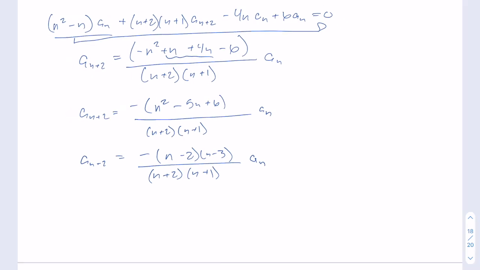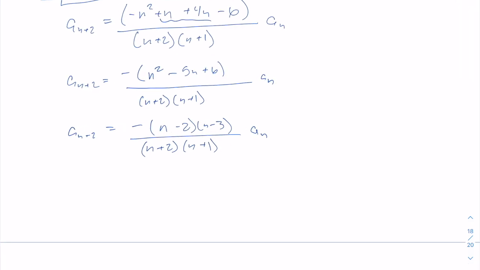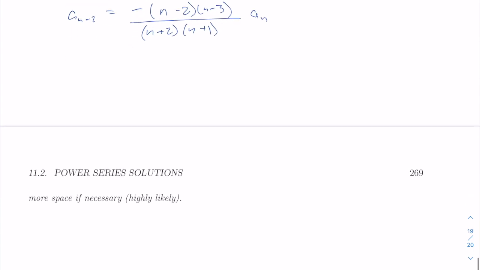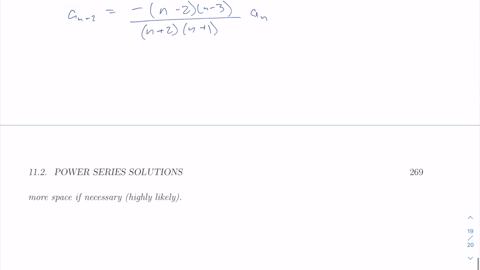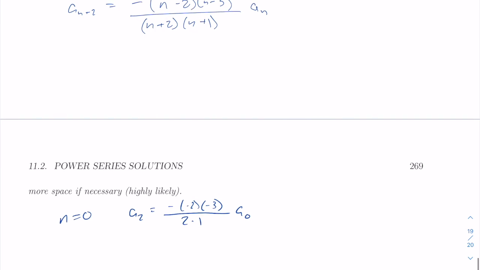A sub n. I have more room? Good, I do. All right. Well, we can start with n is 0 on this one. And let's just start it down here. When n equals 0, I have a2 is equal to negative, negative 2, negative 3, over 2 times 1, a0, which is negative 3, a0.